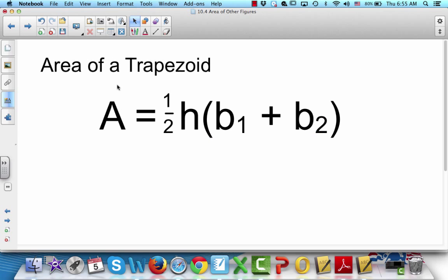Now the formula for the area of a trapezoid: area equals 1/2 times the height times the two bases added together, base 1 plus base 2. Listen, you're going to have to memorize these formulas, okay? So make sure that you memorize them. Write them down every time you do a problem. Every time you do some exercise that requires the area of a trapezoid, you write down the formula for it. That way it gets burned into your mind and you remember it.